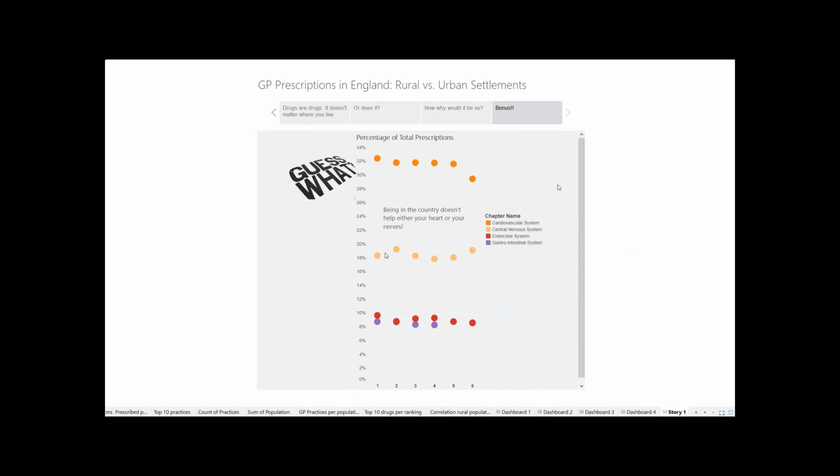But then I love showing how much more they prescribe. I think this one at the end is a fantastic one. Although I would like to see the profile of ages, whether that's an influence. I know there's no age data about who was getting the prescriptions, but whether it was just older people out in the country pushing the cardiovascular system and central nervous system up. I don't know.